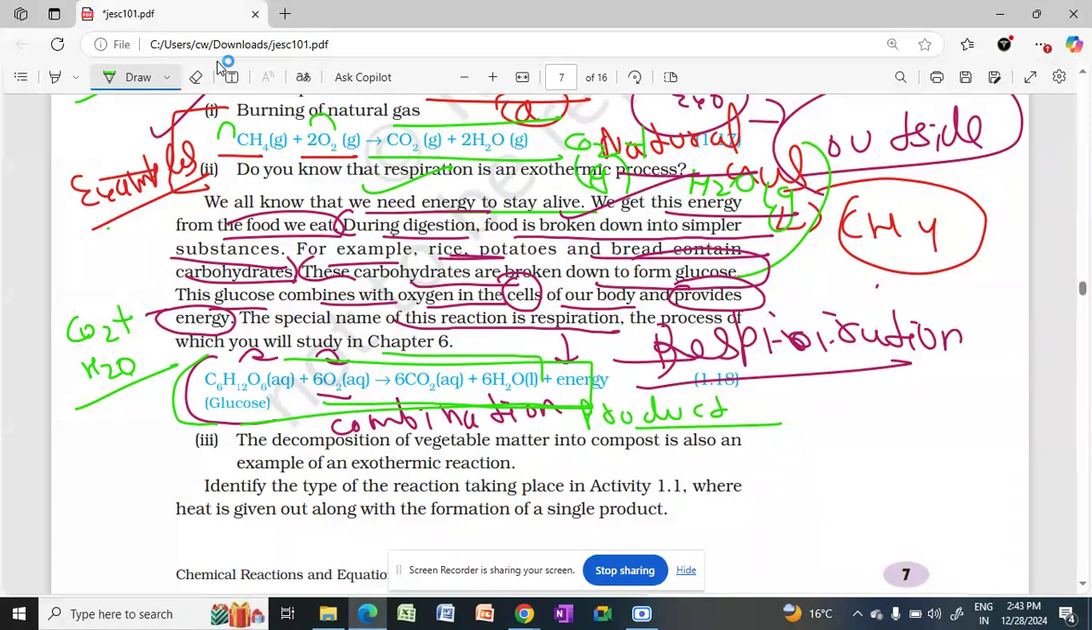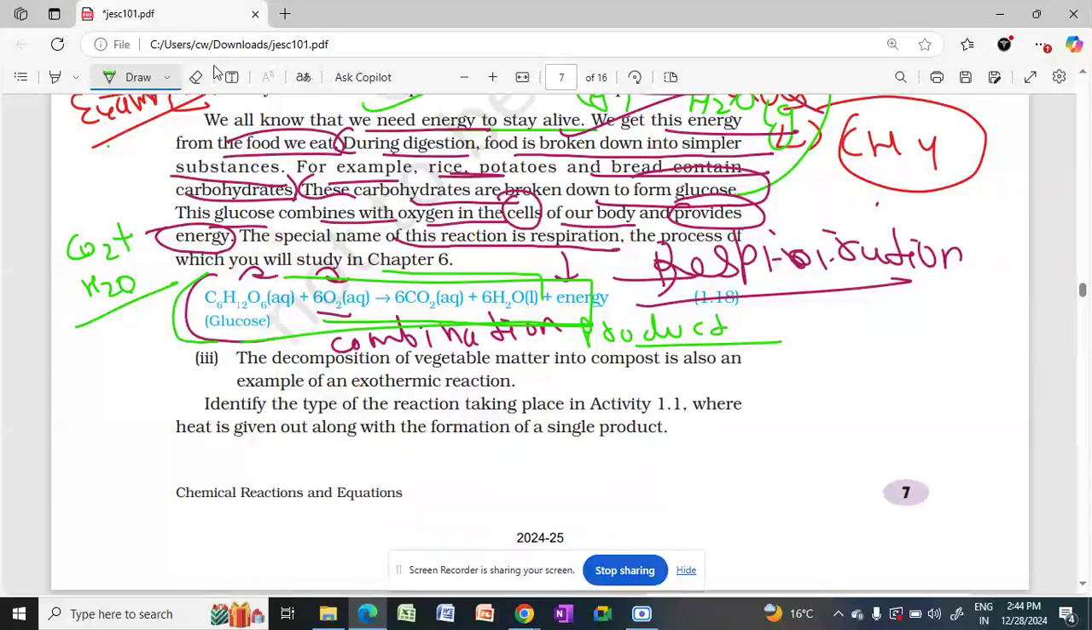But carbon dioxide and H2O were the reactants in the photosynthesis. But glucose and oxygen were the products in the photosynthesis. But here they are the reactants. Are you getting now? Yeah. So this is what has been mentioned here.